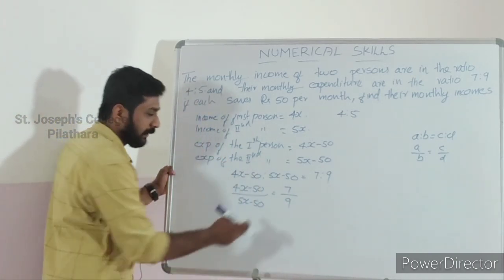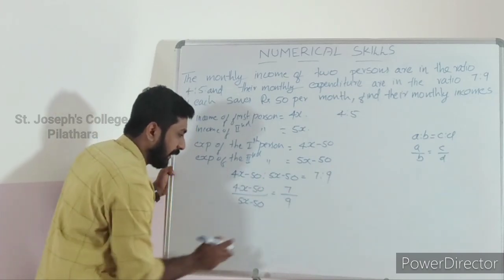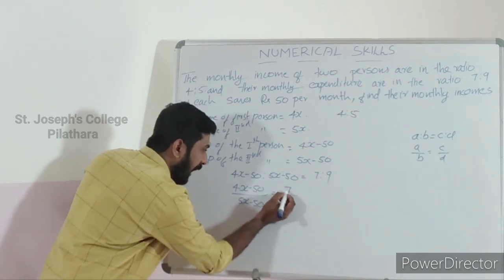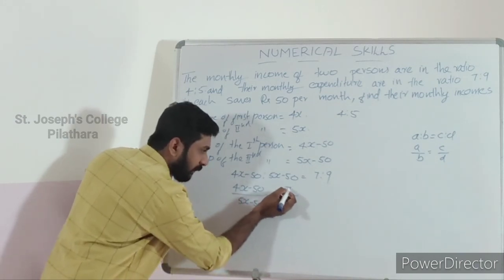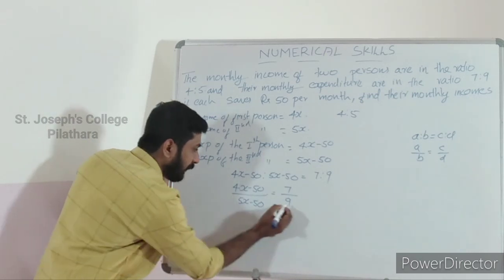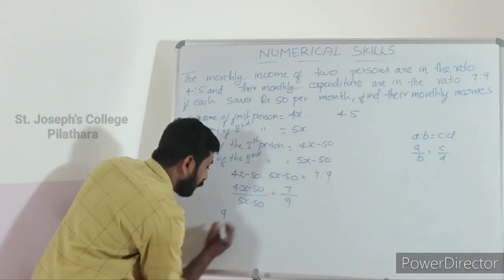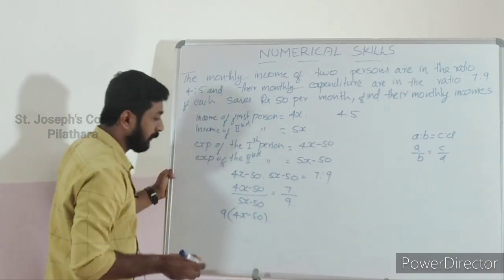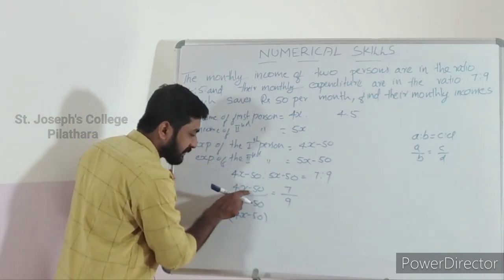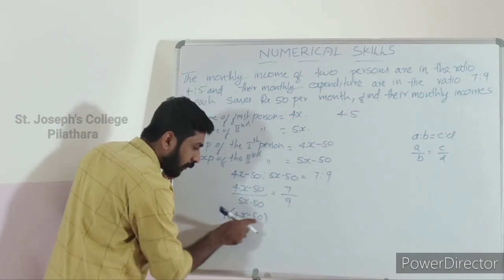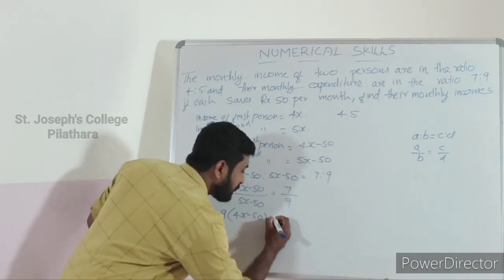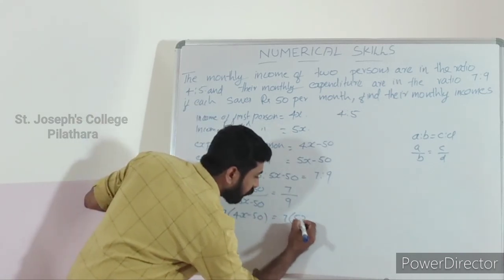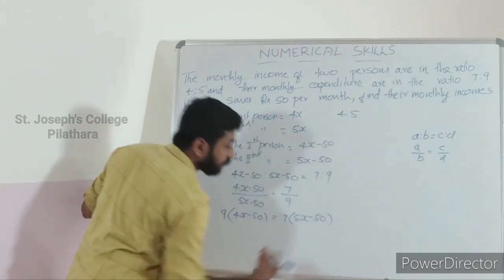We have to find this x. How can we find it? You can multiply diagonally. You have to multiply 9 with 4x minus 50, which is equal to 7 multiplied with 5x minus 50. That is 9 into (4x minus 50), equal to 7 into (5x minus 50). Here this is taken as a single term, so don't forget to put the brackets.